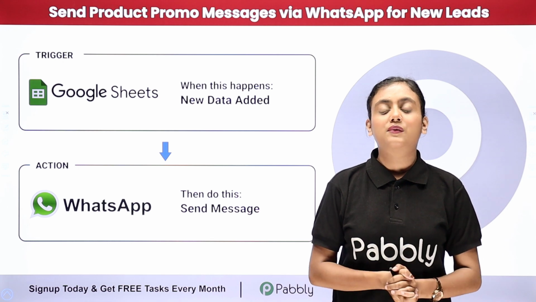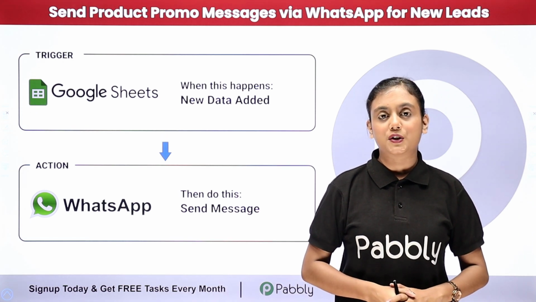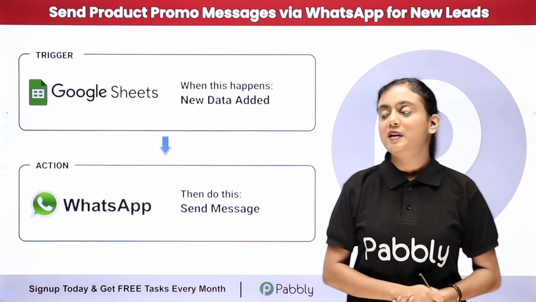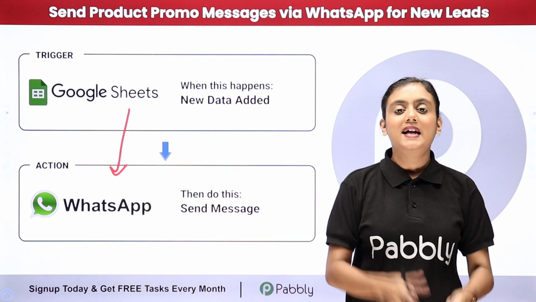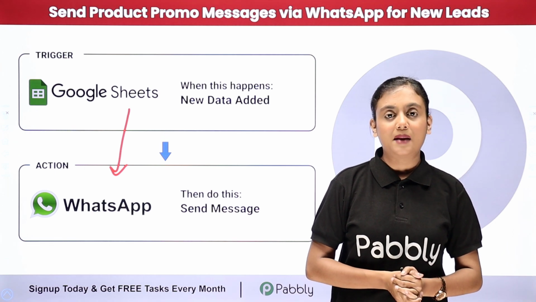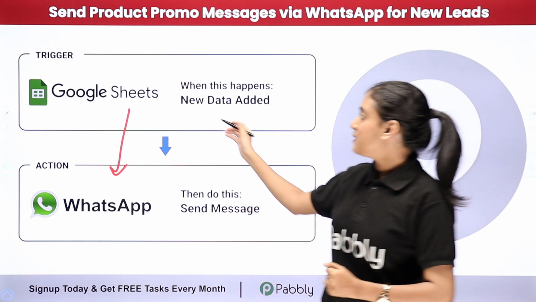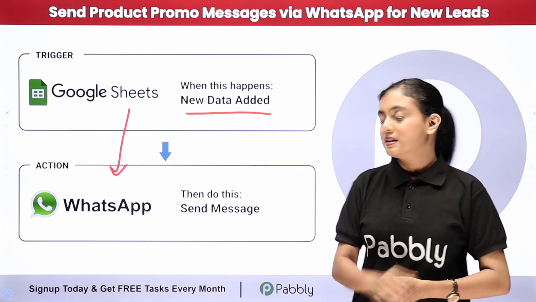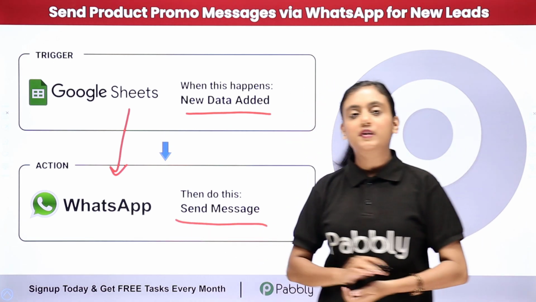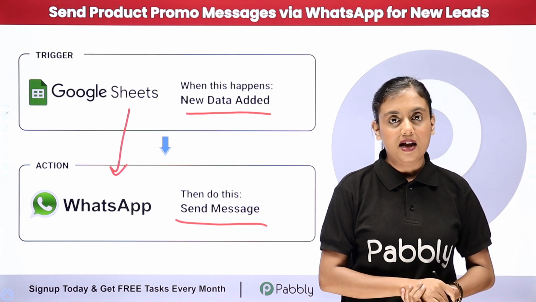And now doing this manually is a very time consuming and hectic process. So to solve this problem, I have built a connection between Google Sheets and WhatsApp with the help of Pabbly Connect, that too without need of any coding and programming skills. So now as soon as I'm going to add the data of the new leads in my Google Sheets, automatically towards the lead, a WhatsApp message is going to be forwarded with the attachment of the product catalog.